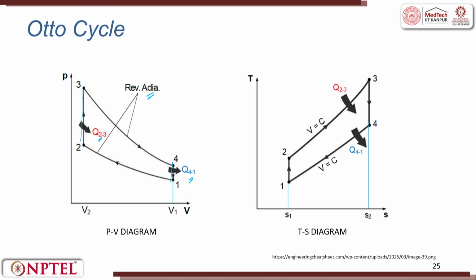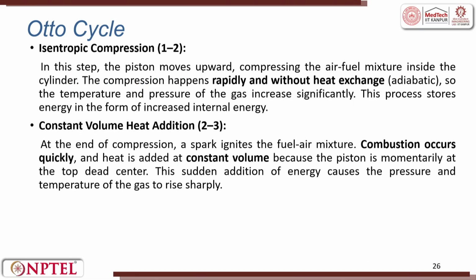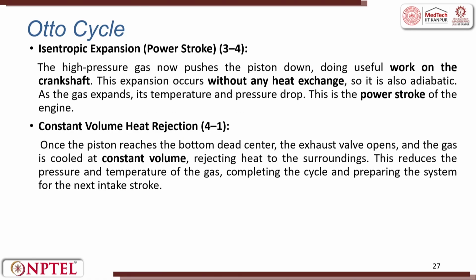If you draw the corresponding TS diagram, between 1 to 2 there is no change in the entropy, and the temperature increases. Then from 2 to 3 there is heat input, so S increases with the increase in temperature. Then 3 to 4 is again a constant entropy process, and 4 to 1 is a constant volume process. So the Otto cycle has isentropic compression, constant volume heat addition, isentropic expansion, and constant volume heat rejection.